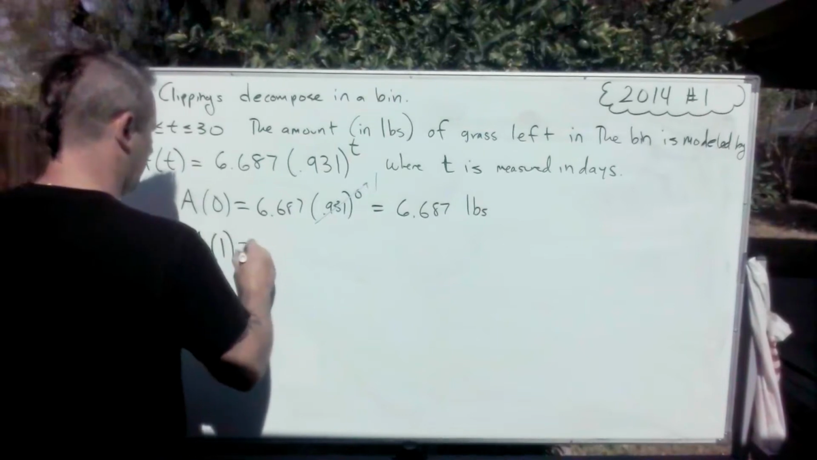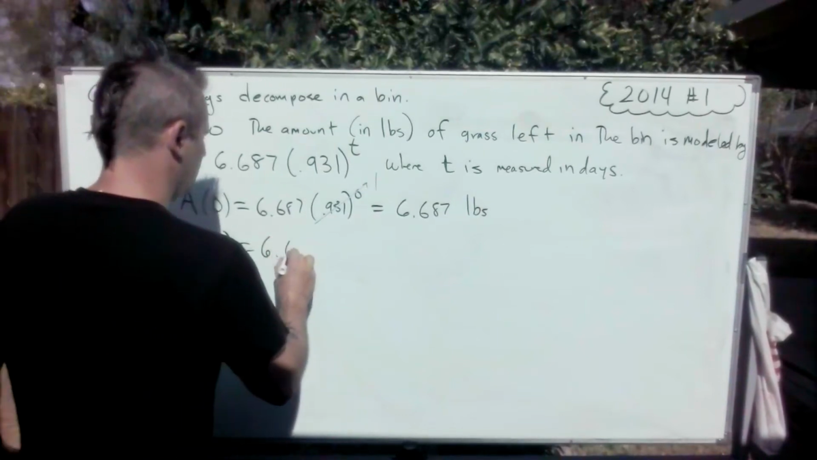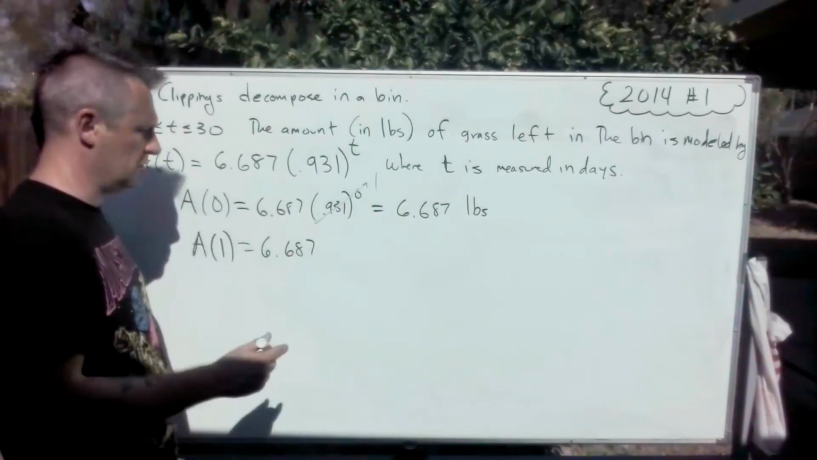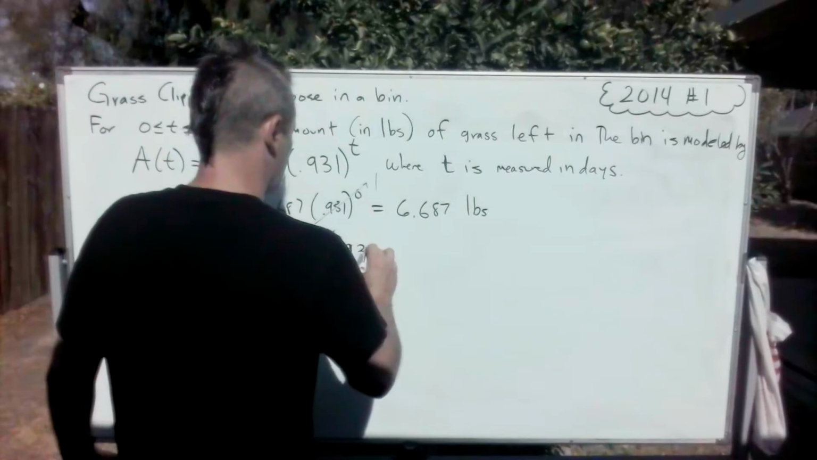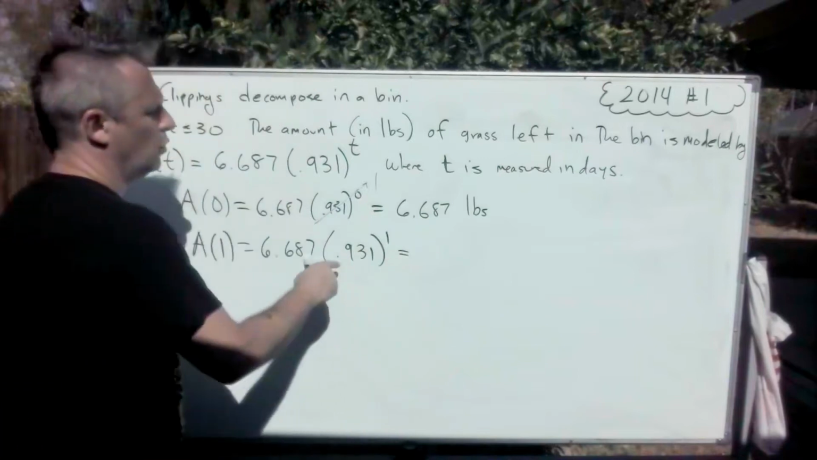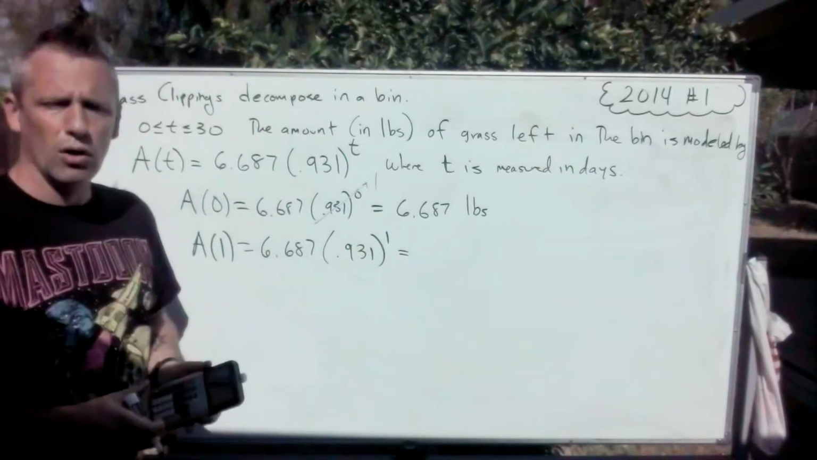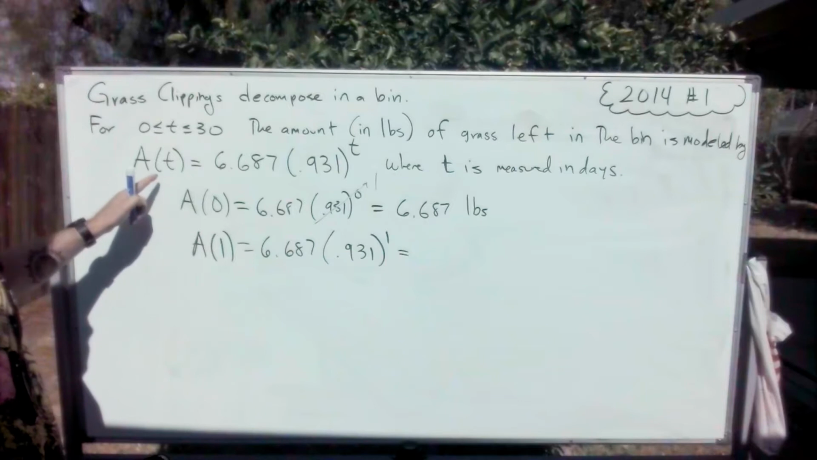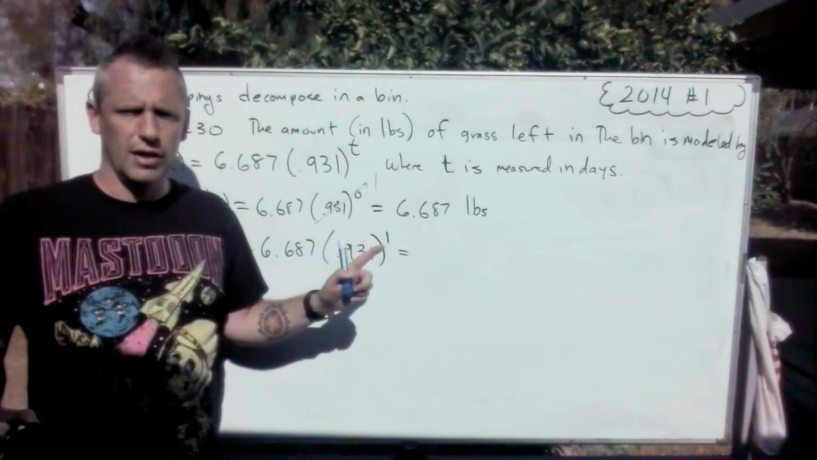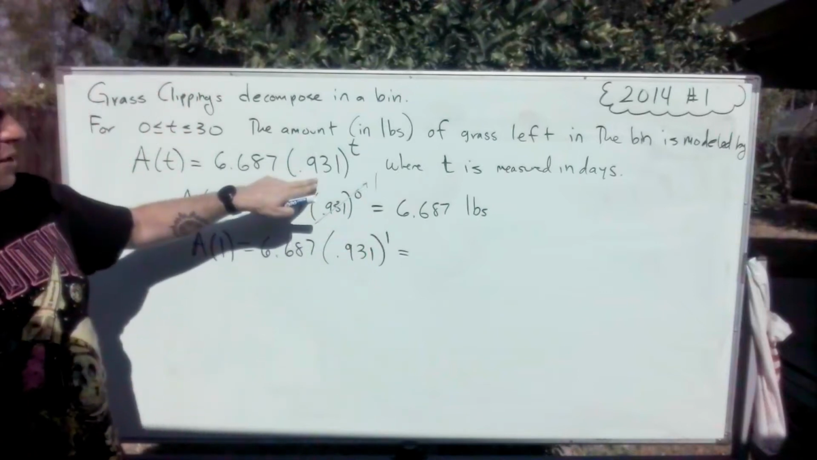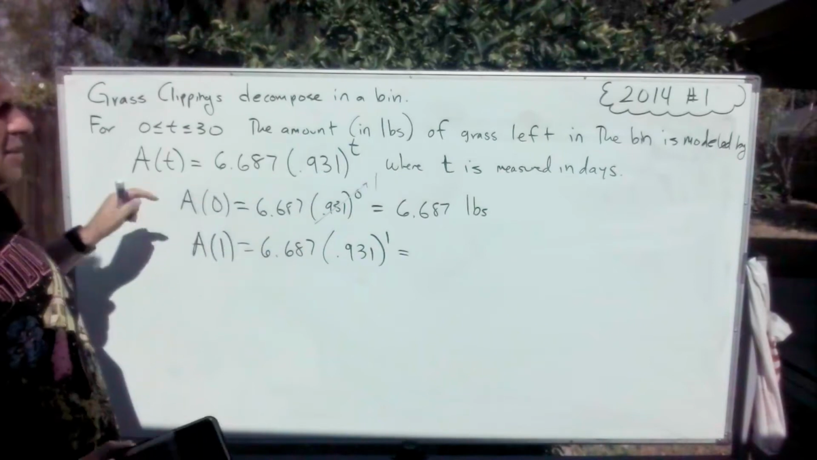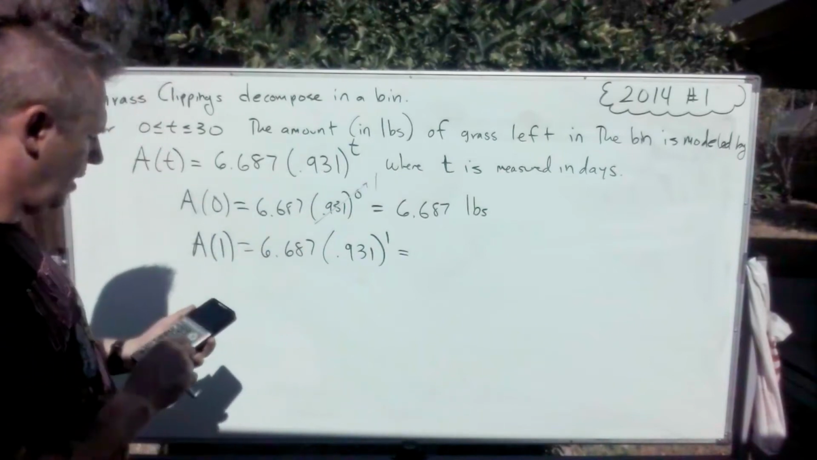If this works out properly, this should be less than 6.687 because we're losing grass clippings as time goes on. Let's see if that's correct. We should realize that it has to be correct because we're multiplying here by a number that's smaller than 1. In fact, this is an exponential function, a very common function to look at in calculus. You can see that the rate of growth of this function is a number that's less than 1. In other words, the amount is in fact decreasing.